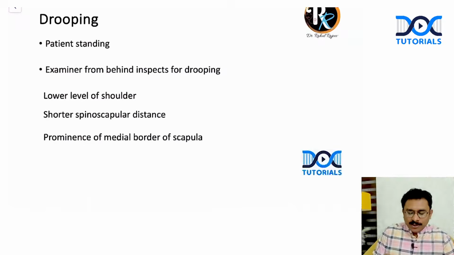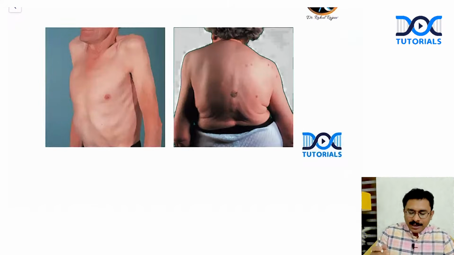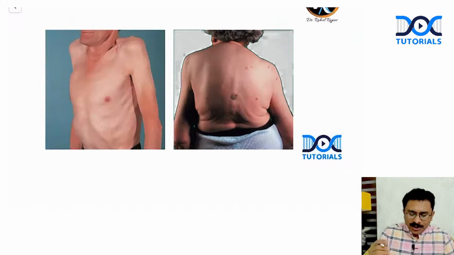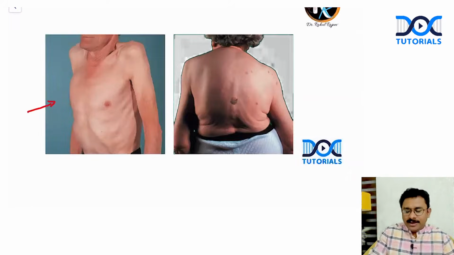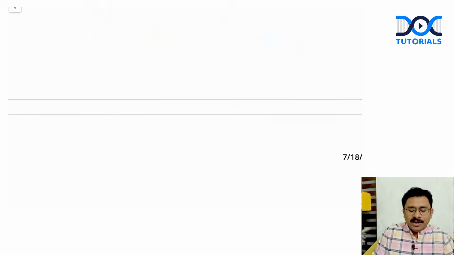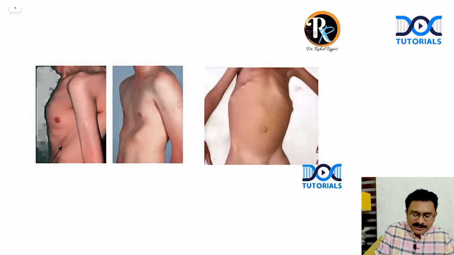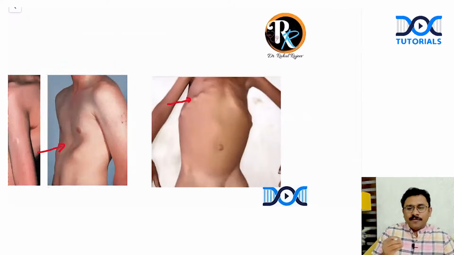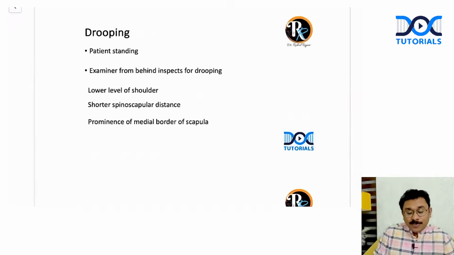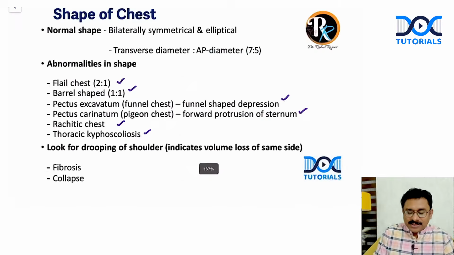I'll just show you some of the important pictures here. You can very well see this is a barrel shaped chest. I hope you are able to appreciate. Then this is a patient with a kyphoscoliosis. You can appreciate the scoliosis part. This is the pectus carinatum. This one is pectus excavatum, and these are the small beaded projections that you can see in rickets, the rachitic rosary, which may also be associated with the Harrison sulcus.